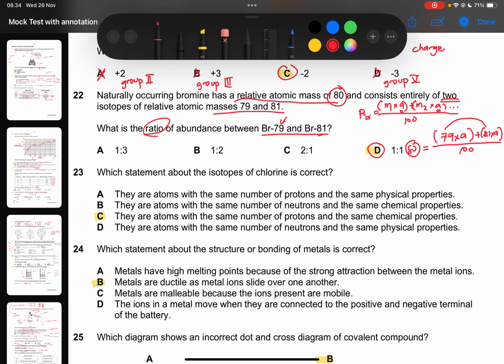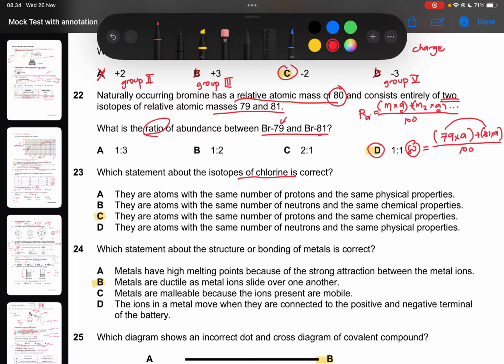Question 23. Which statement about the isotopes of chlorine is correct? Remember the definition of isotopes. Isotopes are elements with the same number of protons, because we're talking about the same element, which has different numbers of neutrons. So if the number of neutrons is changing, it means their mass number is also changing.